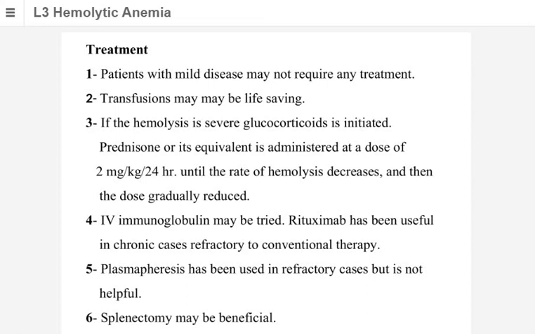What is the treatment? Patients with mild disease may not require any treatment. But in severe cases, life-saving blood transfusion may be required. If hemolysis is severe, glucocorticosteroid is initiated. Prednisone or its equivalent is administered at a dose of 2 mg per kg per 24 hours until the rate of hemolysis decreases, and then the dose is gradually reduced.